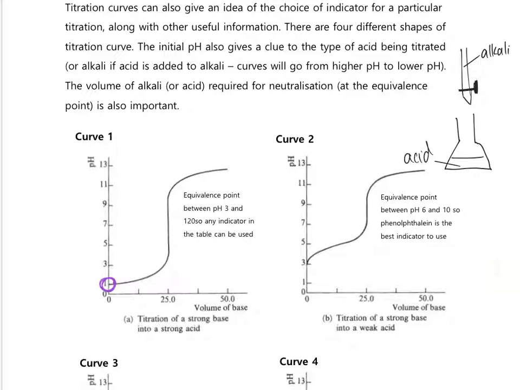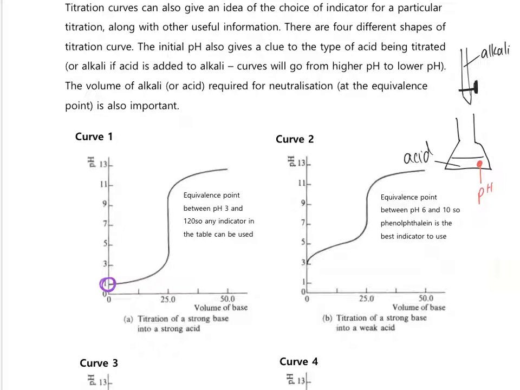Right. Picture diagram is now on the board. Okay. Imagine this little probe that I've done is measuring the pH. When I've added no alkali, 0 centimeters cubed, no volume of alkali, what will my pH tell me?